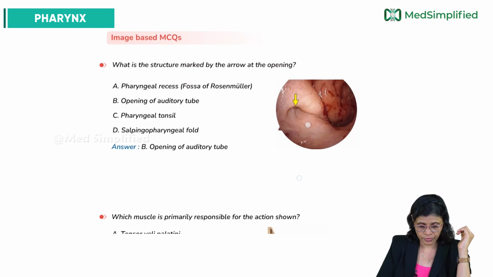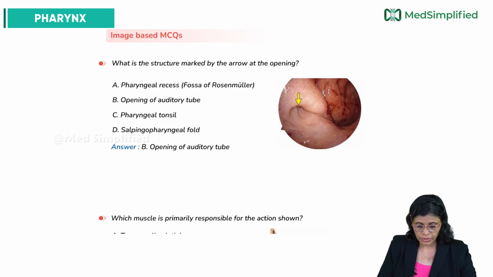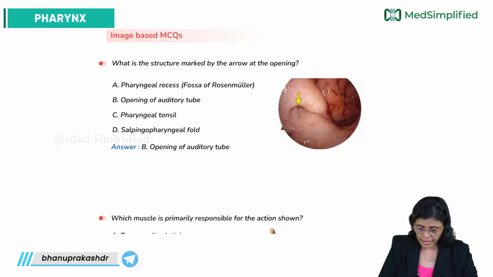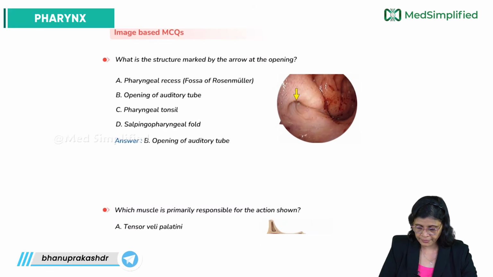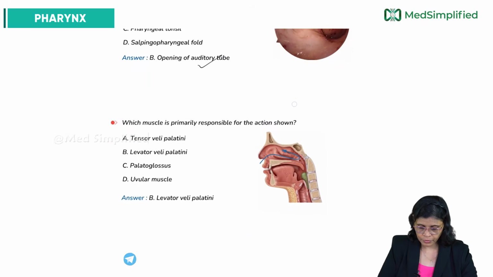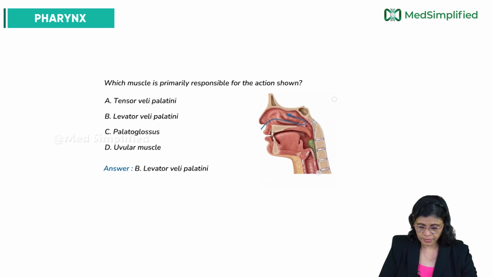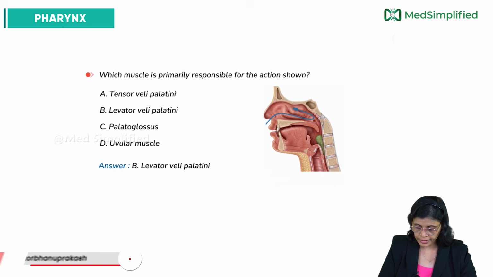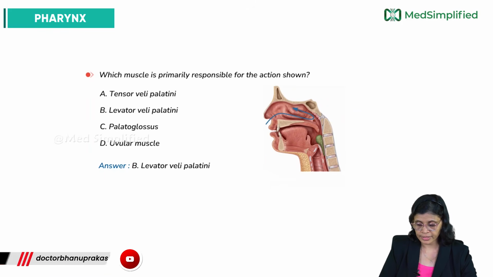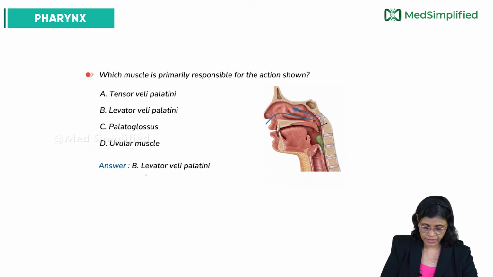Now let's solve some of the image-based MCQs. What is the structure marked by the arrow at the opening? Here you can see this is the tubal elevation. This opening is the opening of the auditory tube. Which muscle is primarily responsible for the action shown? Here the action is that the soft palate is pulled up, and this pharyngeal isthmus is closed.